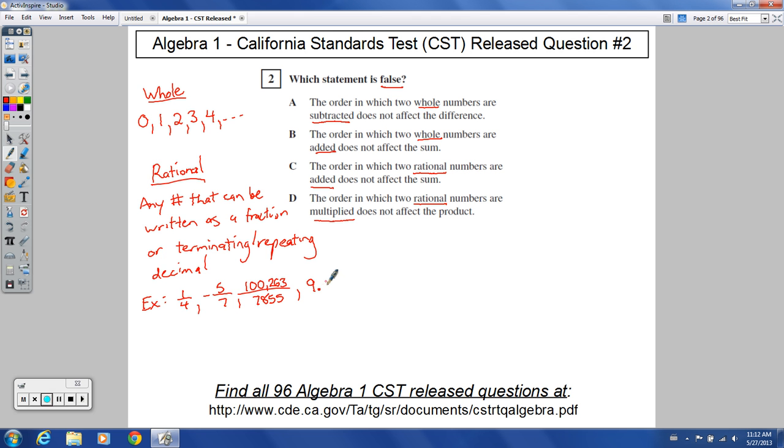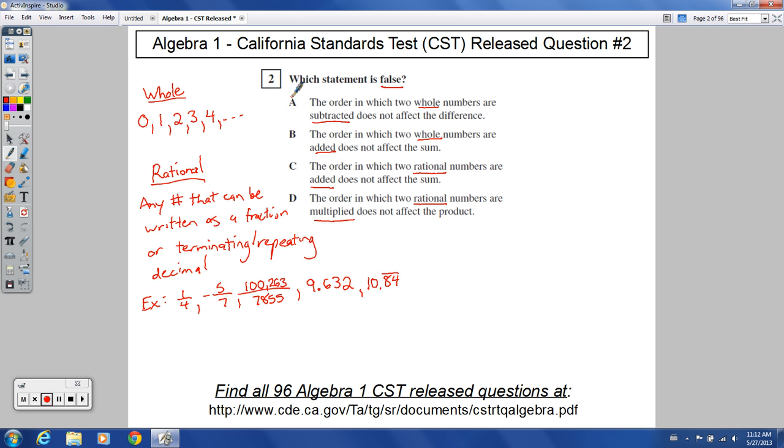You could have 9.632. That's a terminating decimal. It stops. It has an end. You could have things that repeat as well. You could have something like 10.84 with the 84 repeating, and that just keeps repeating. So these are some examples of rational numbers. Whole numbers, rational numbers, which one's true?